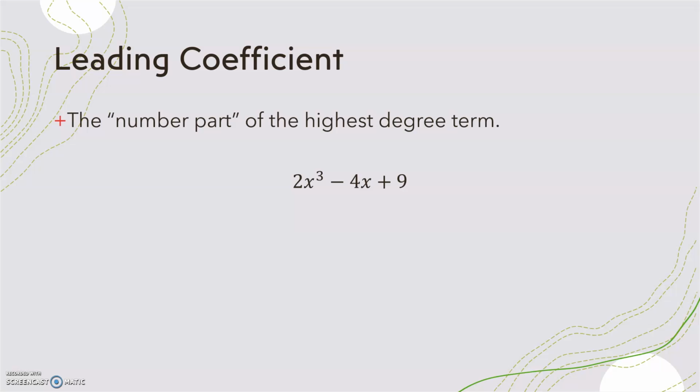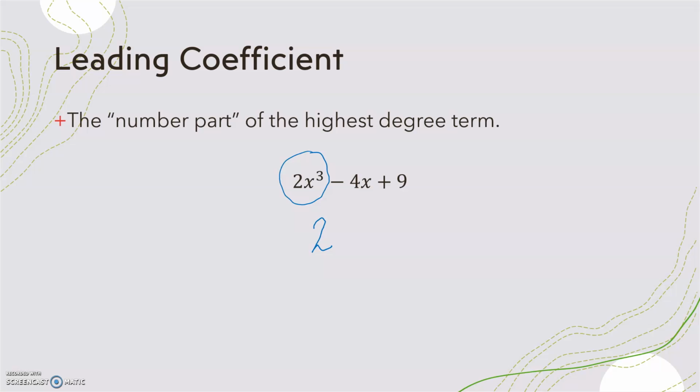The leading coefficient is the number part of the highest degree term. So the highest degree we have is an exponent of 3. And so the leading coefficient for this example would be 2, the number in front of that.